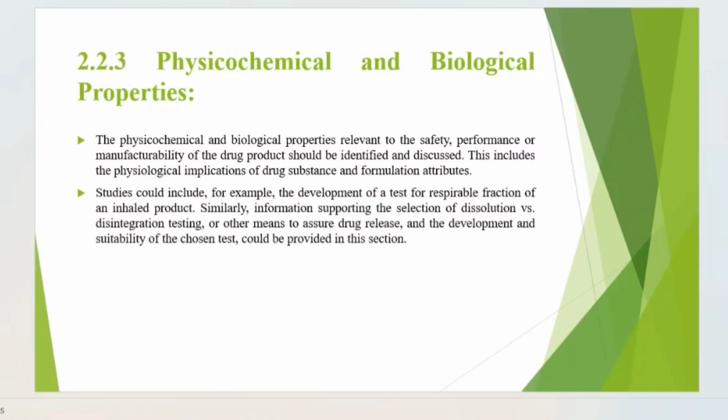Studies could include, for example, the development of a test for respirable fraction of an inhaled product. Similarly, information supporting the selection of dissolution versus disintegration testing or other means to assure drug release, and the development and suitability of the chosen test, could be provided in this section. So here we need to discuss the physicochemical and biological properties of the drug product.